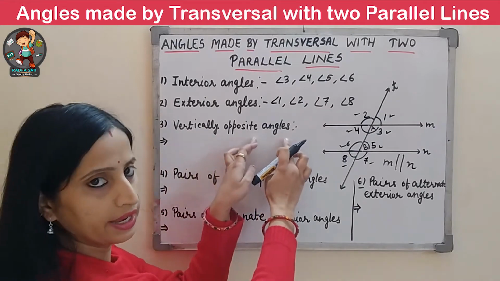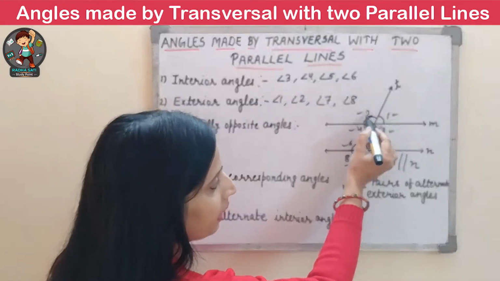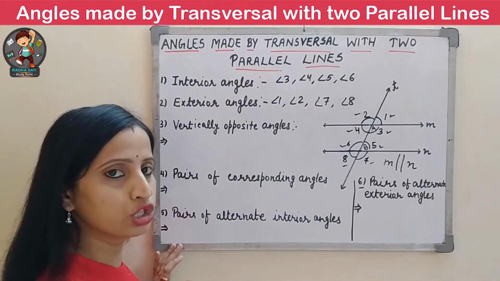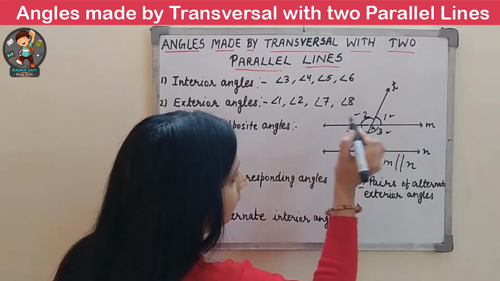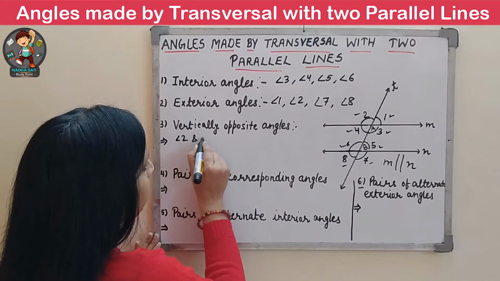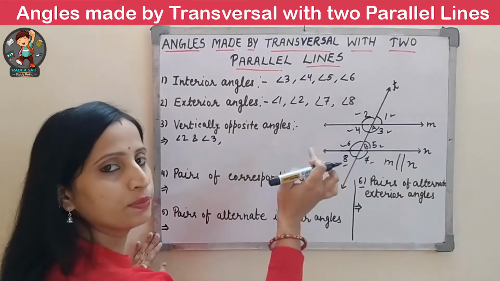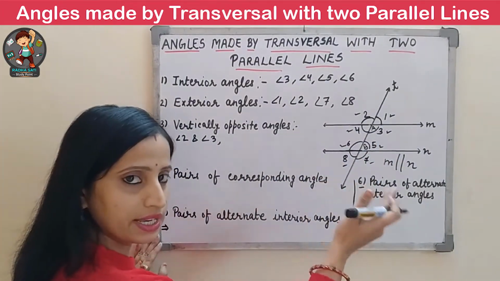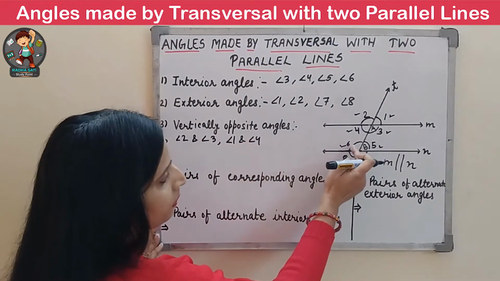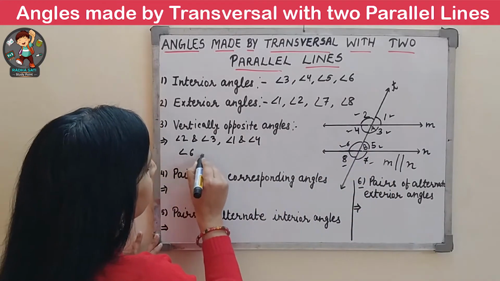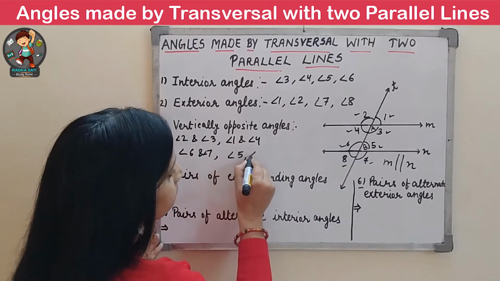Now vertically opposite angles. When a transversal intersects two parallel lines, the pairs of vertically opposite angles also get formed. So here the pairs will be angle 2 and angle 3, angle 1 and angle 4, and these pairs will always be equal to each other. That we will discuss later in this video. Next pair, angle 6 and angle 7, and the last pair, angle 5 and angle 8.